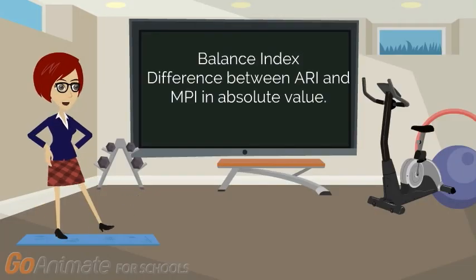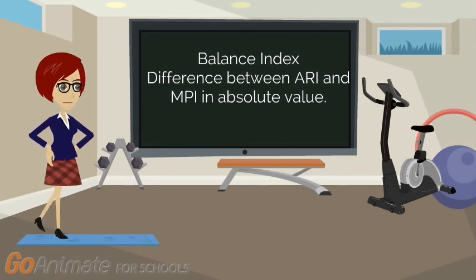A balance index is the difference between ARI and MPI in absolute value. Absolute value is the difference between the two metrics without giving any regard to whether it is plus or minus. Essentially, it is the distance the number is from zero.